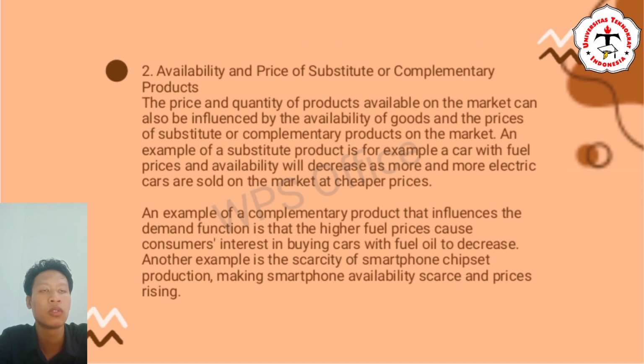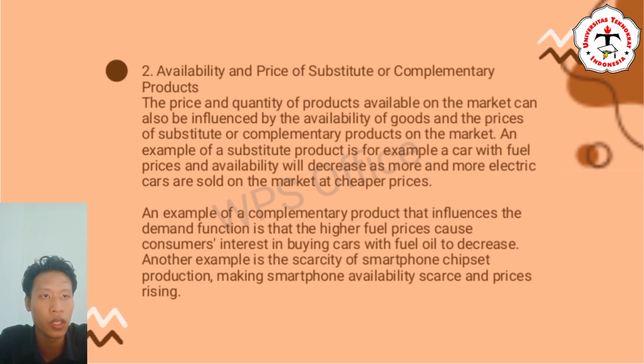Number 2 is availability and price of substitute or complementary products. The price and quantity of a product available on the market can also be influenced by the availability of a good and the price of substitute or complementary products on the market. An example of a substitute product is, for example, a car with fuel. Its price and availability decrease as more and more electric cars are sold on the market at cheaper prices.